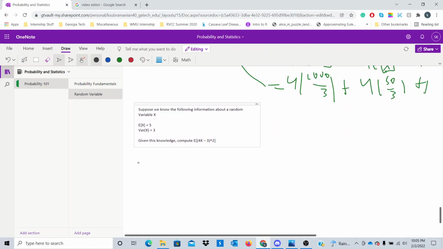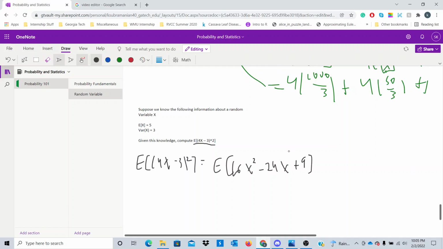Given this knowledge, what do we do first? Let's figure out what we need to evaluate here. So the expectation of 4x minus 3 squared is going to be the expectation of 16x squared minus 24x plus 9. We're just expanding out the polynomial. And then, as you can recall from what we did earlier, we're going to distribute the expectation over and separate out this term and this term. So this is going to become the expectation of 16x squared, plus the expectation of negative 24x, plus the expectation of 9.